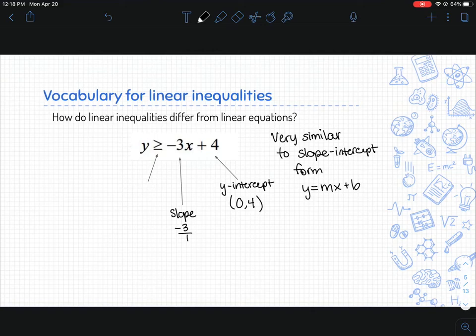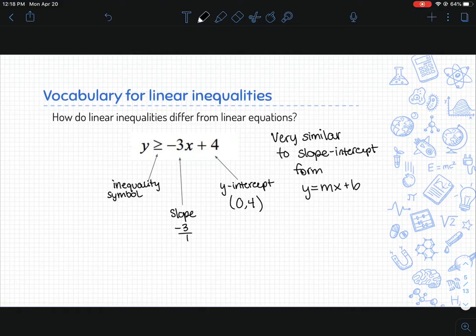The only thing that differs in how the numbers and the inequality looks is this is an inequality symbol instead of an equal sign. That indicates there is going to be an unlimited number of solutions in this case.